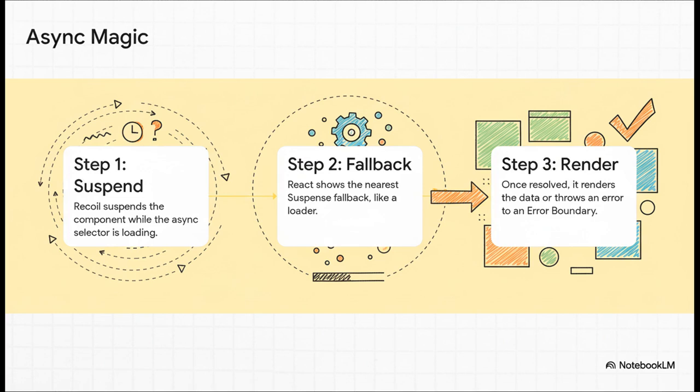Well, Recoil is deeply, deeply integrated with React Suspense. When one of your components tries to read an async selector that's still waiting for data, Recoil just tells React to suspend. React then finds the nearest suspense boundary you've set up and shows your loading spinner. As soon as the data comes back, poof, rendering continues. It's a completely declarative way to handle loading states.